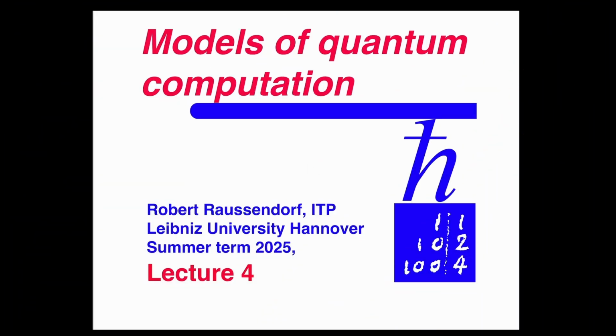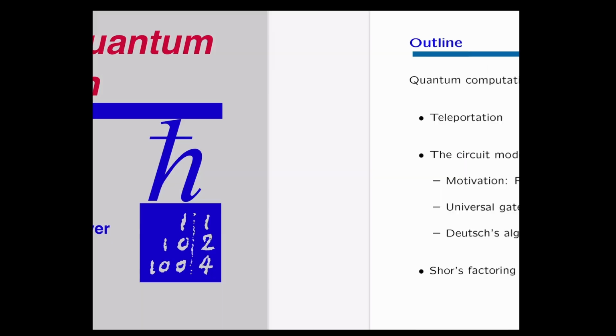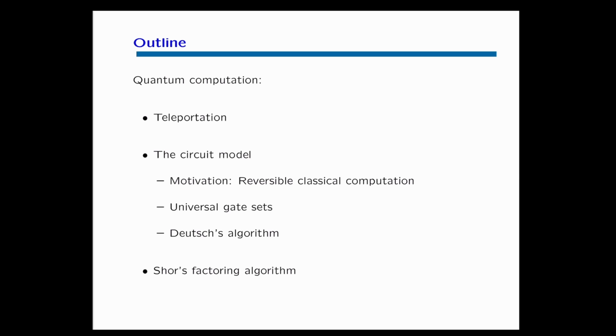Back to our lecture on models of quantum computation. So this is the menu for today. I already talked about teleportation last time, but I want to go over it again in a little bit greater detail because it's a very important protocol for us. And then we begin with our first model of quantum computation. It's a circuit model. It's kind of the standard model of quantum computation.